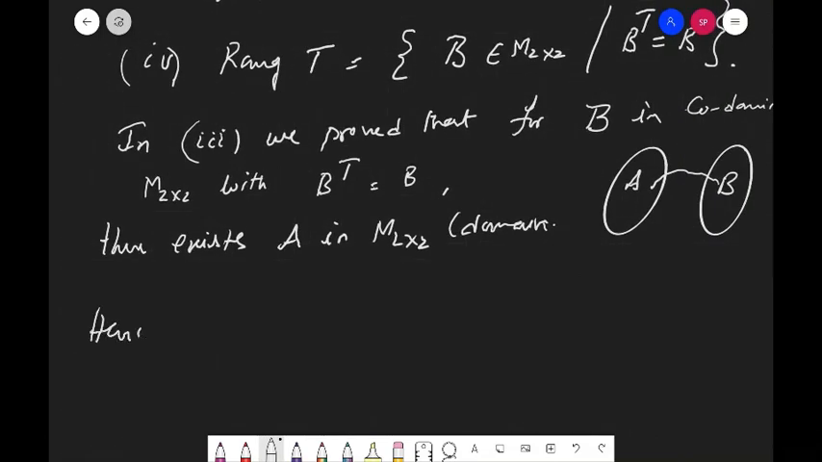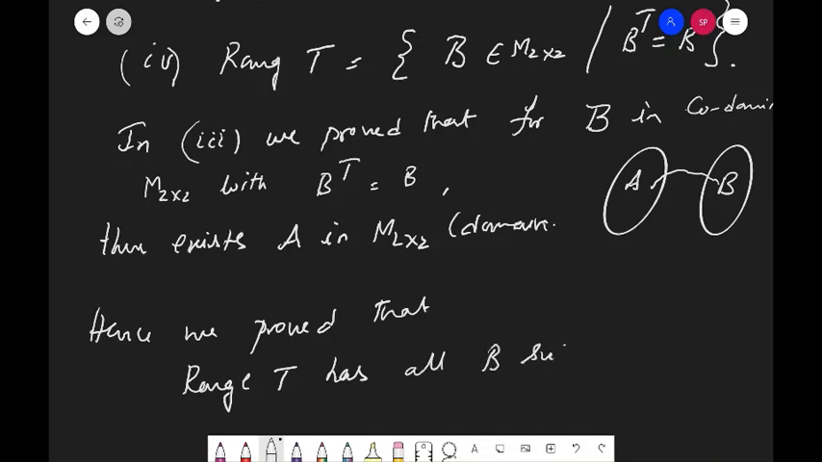Hence, we proved that the range of T has all B such that B transpose is equal to B. This is what we have done in this problem. Actually, finding a range we can also try by the other method I explained in the previous example. If you find it that way also, you will get the same thing.